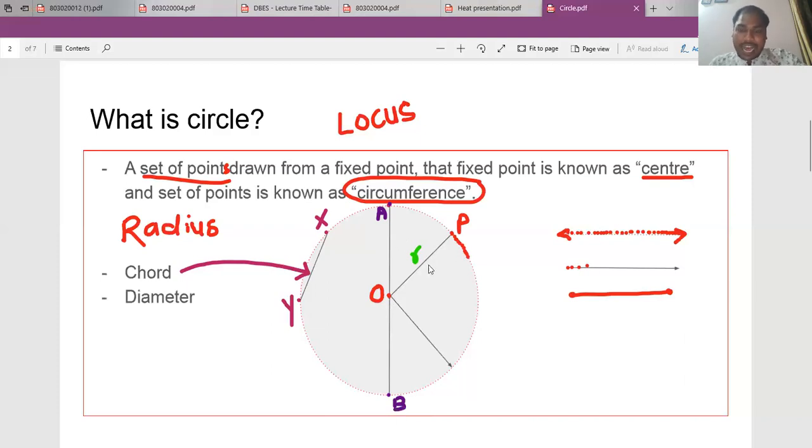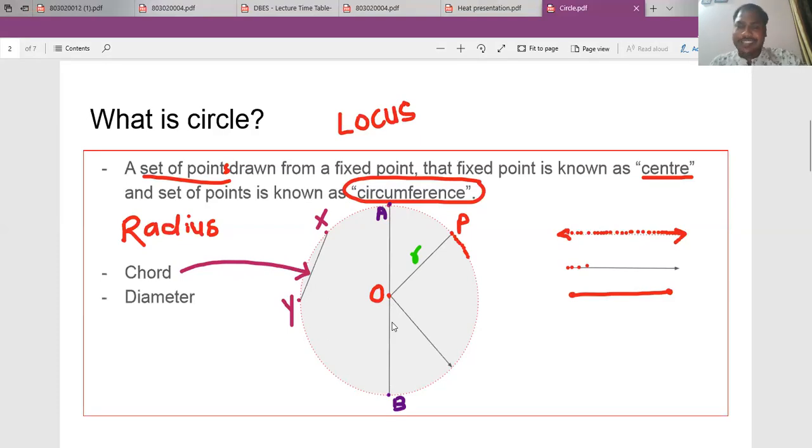What is the meaning of diameter? Diameter is nothing but, this is also a line segment, but there's one condition. We can say that AB is a chord. As we know, the definition of the chord is a line segment joining any 2 points of the circumference of the circle. So we can say that AB is a chord.